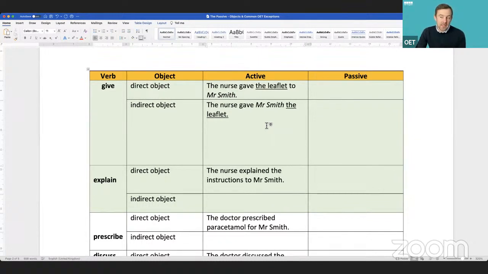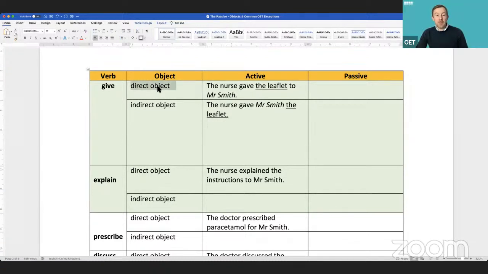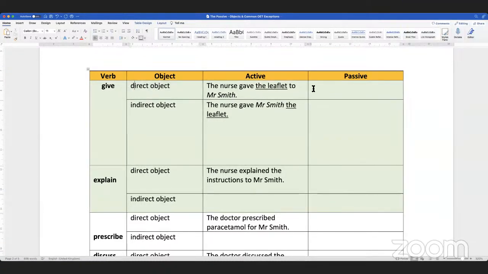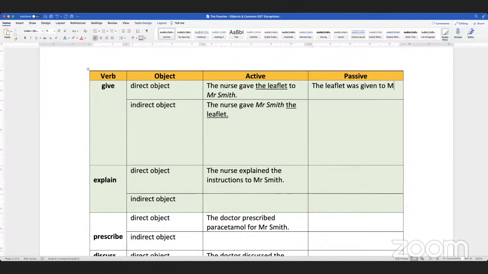If I wanted to put that into the passive, Hussein, yes. Now you're saying what? The leaflet. I'd start with the leaflet because that's my direct object. The leaflet was given to Mr. Smith by the nurse, but I'm not going to put the nurse in.